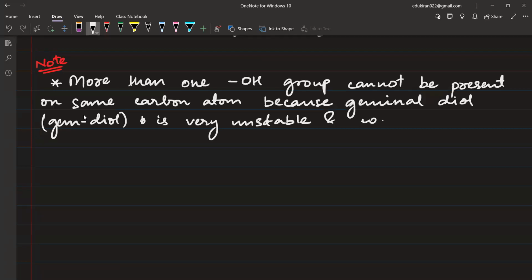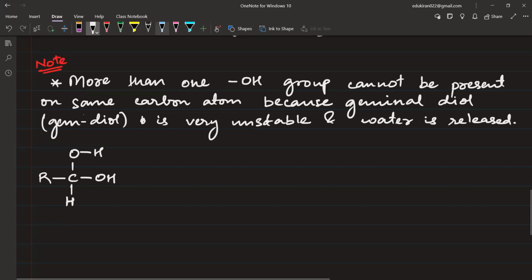And water is released. So for example, if you have any alkyl group R, and then the carbon atom attached with one OH here and one OH here, and then we have hydrogen here. So we have a gem diol in this case, right? One carbon atom attached with two different hydroxy groups, OH groups.